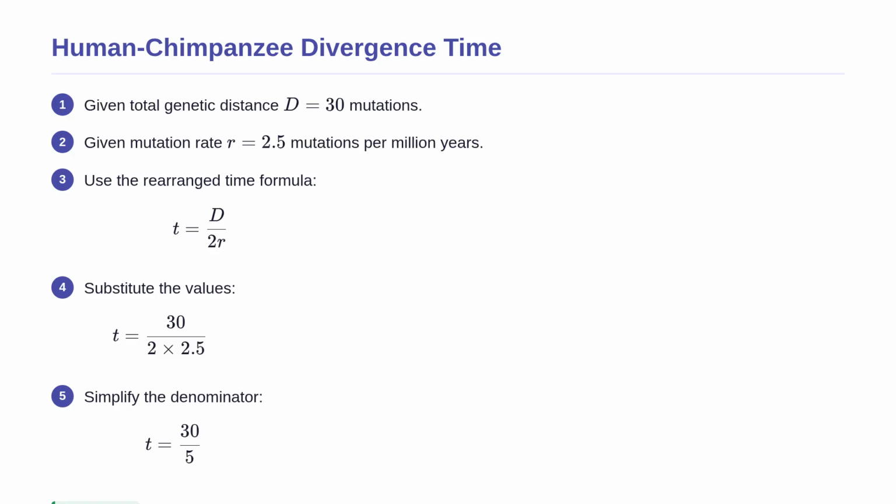The denominator becomes 2 times 2.5, which is 5. Dividing 30 by 5 gives us 6. Because our rate was in millions of years, our answer is 6 million years ago. This mathematical result perfectly aligns with physical fossil discoveries.